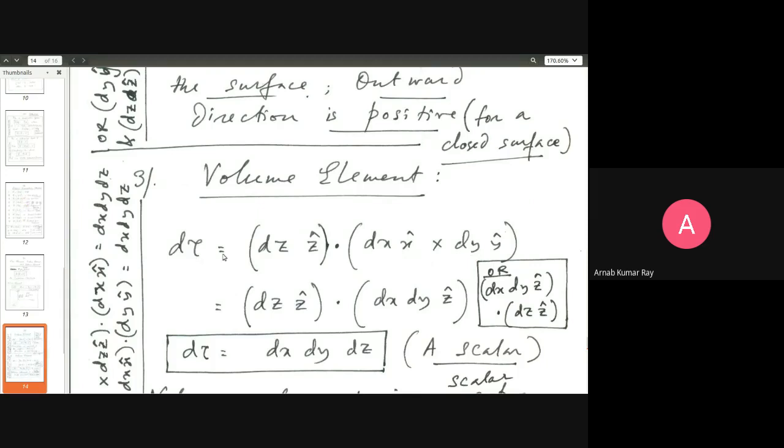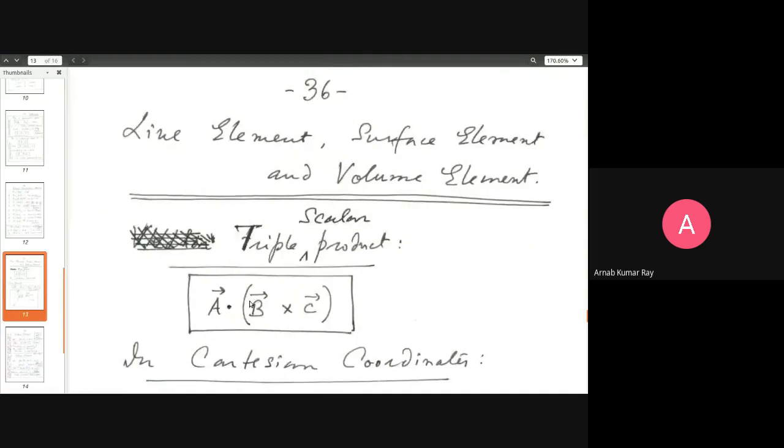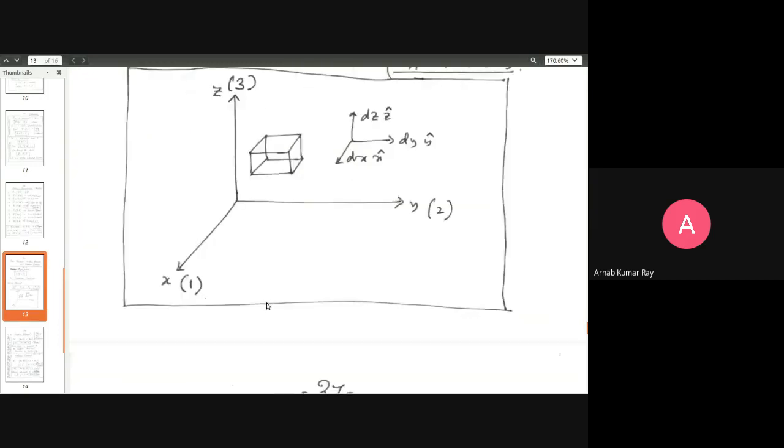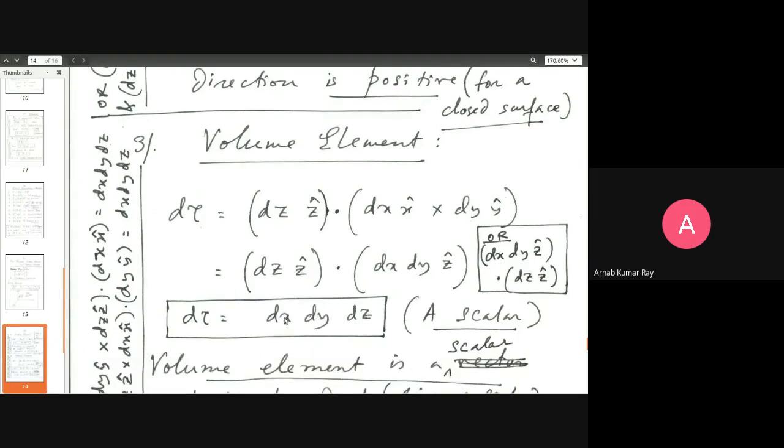So d tau. Now here we shall again use the idea of the triple scalar product that we have referred to, A dot B cross C. Whatever combination you use, it doesn't really matter. Let's take one example: 1 cross 2 is like your B cross C. 1 cross 2 will give you dx dy z cap. And then you have to dot it with the third vector, which is dz z cap. So z cap dot z cap will be 1. And then you will just have dx dy dz.